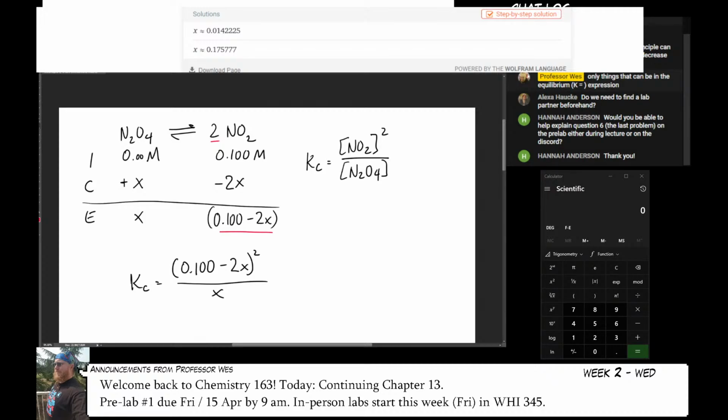And of those two solutions, one of those is invalid. So I certainly can't use this number, right? Oops, sorry, this one right here. This is way too big. If I subtracted 0.175 multiplied by 2 from 0.1, I would get a negative number, right? So, of our possible solutions, x must equal 0.0142225.